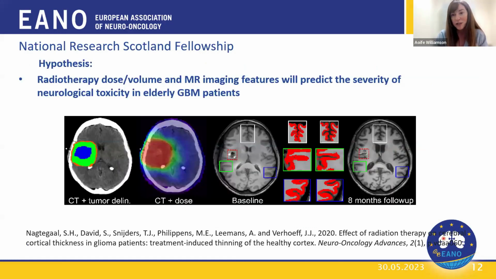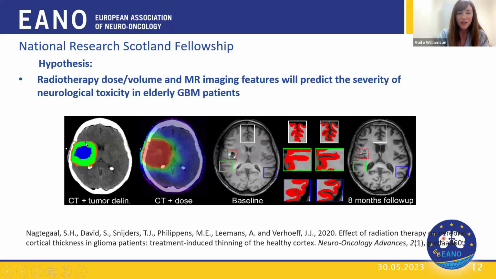So finally, to move on to the last domain of practice, and that's research. I am a National Research Scotland Fellow. I have a fellowship which I wanted to look at, particularly elderly glioma patients. And I'll draw your attention to the images within this box. So these are actually images from a paper that was published back in 2020 by Dr. Verhoef and his team in Utrecht, but it really highlights what we want to do within our study for my fellowship.